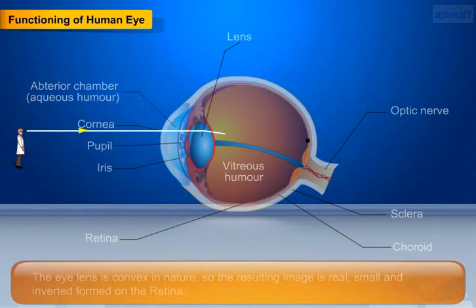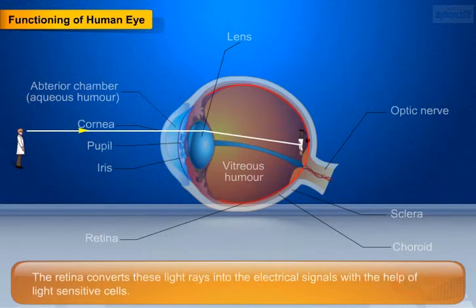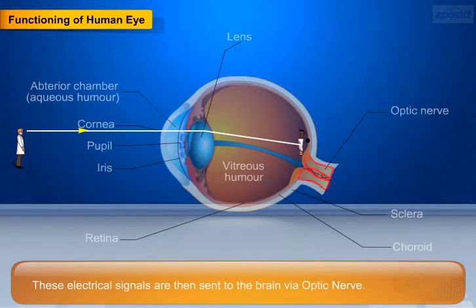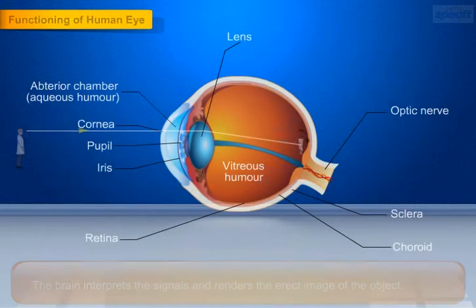The eye lens is convex in nature, so the resulting image is real, small, and inverted, formed on the retina. The retina converts these light rays into the electrical signals with the help of light-sensitive cells. These electrical signals are then sent to the brain via optic nerve. The brain interprets the signals and renders the erect image of the object.